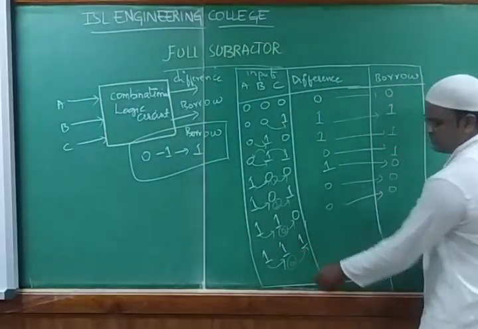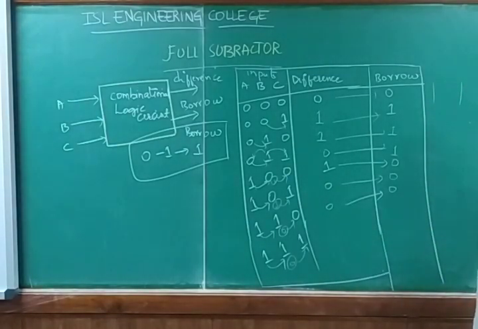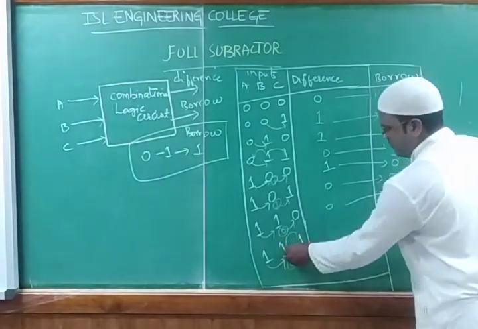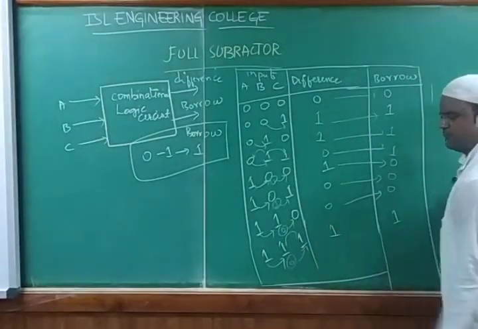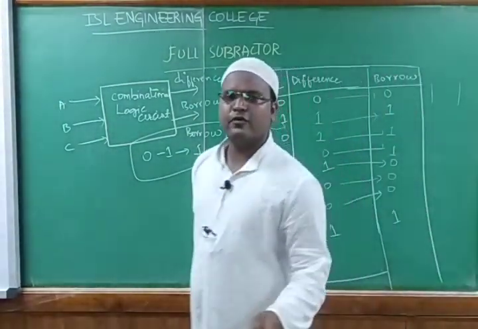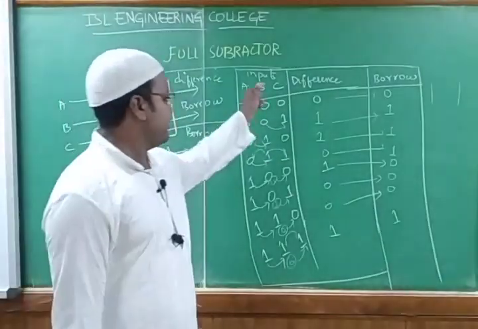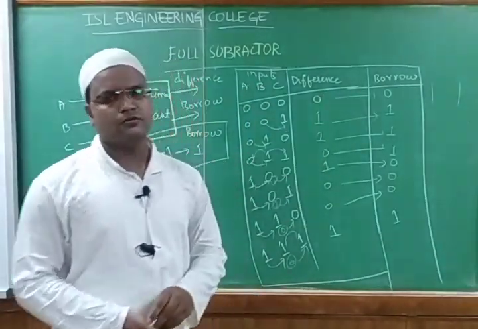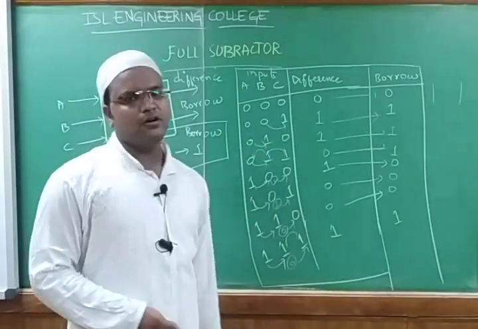Again you're doing 0 minus 1. For 0 minus 1 what will we do? We'll borrow 1. So we will borrow 1 here. The operation will be reversed. It will become 1 minus 0. It is also 1. So this is the way we got the output for difference and the output for borrow. So we obtain the difference and borrow, the same concept.